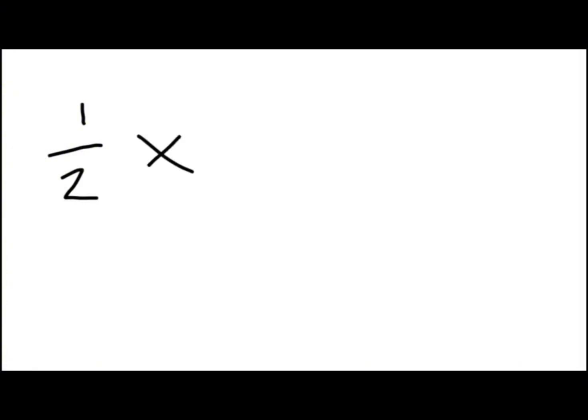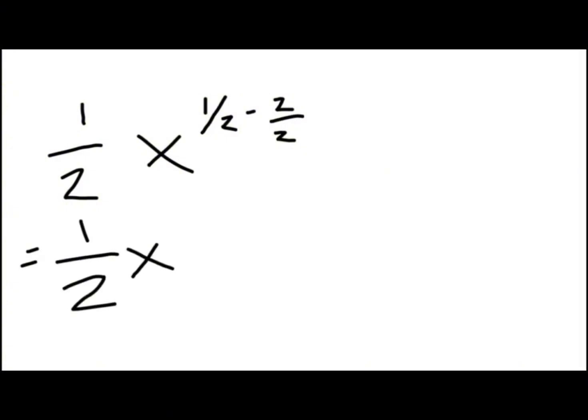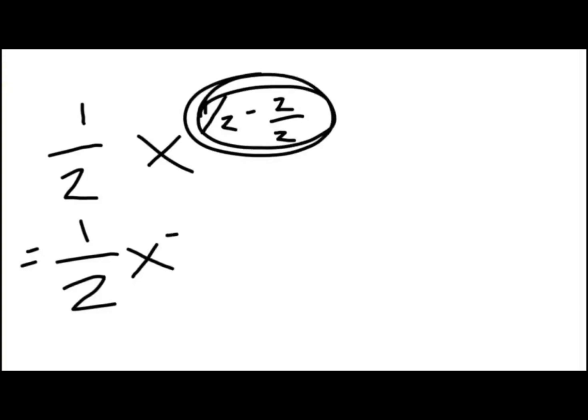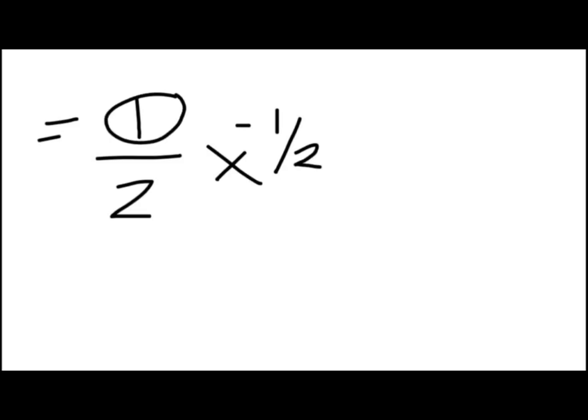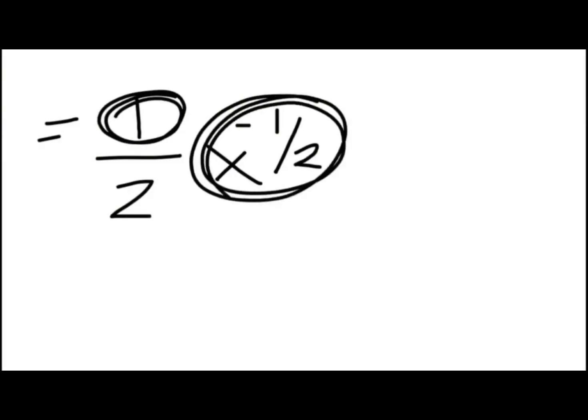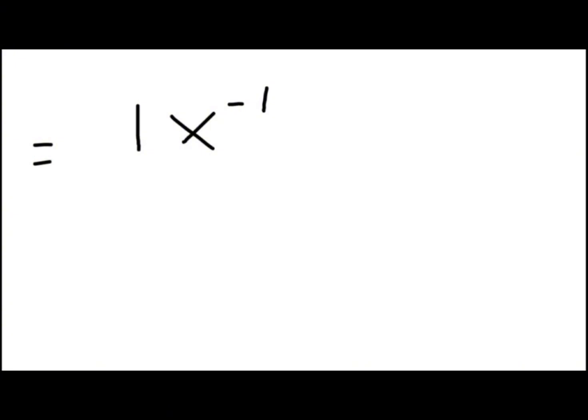We now have 1 over 2 multiplied by x raised to 1 half. And think of a number that is also 1 half, which is 2 over 2. So now we can write it as 1 over 2 multiplied by x raised to 1 half minus 2 over 2, which is equal to negative 1 half. So now we can write it as 1 over 2 multiplied by x raised to negative 1 half. The 1 and the variable x raised to negative 1 half will remain on top. So now we can write it as 1 times x raised to negative 1 half over 2.